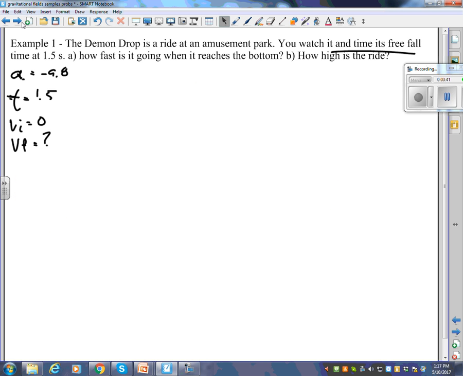So step 1, a equals delta V over delta T. Now, I still know that there's some people that are kind of fighting me on this, showing formulas, showing work, lining up equals signs. Trust me, the problems are going to get bigger and bigger. The sooner you get into the habit, the better.